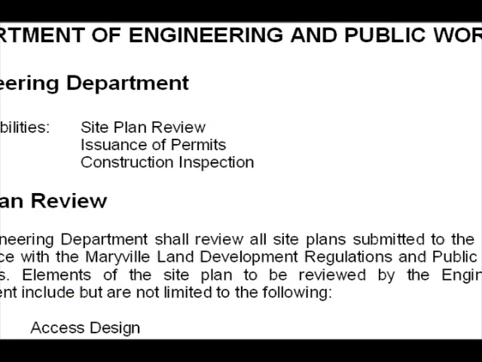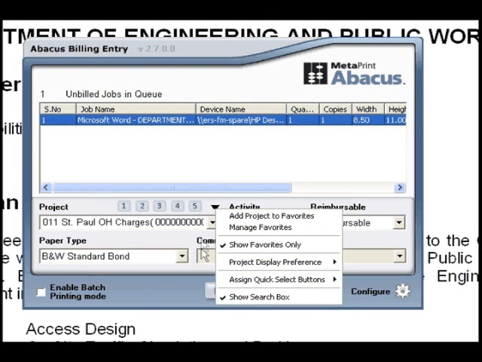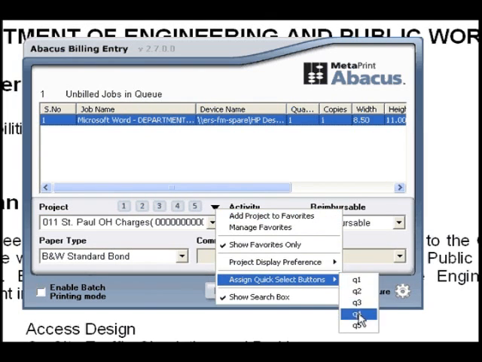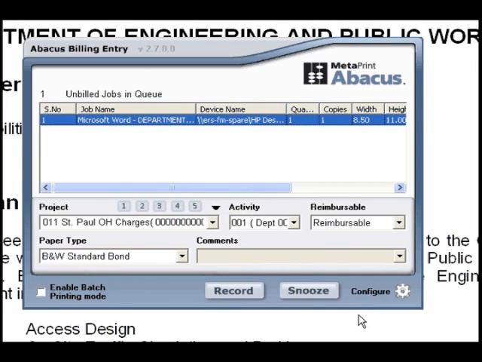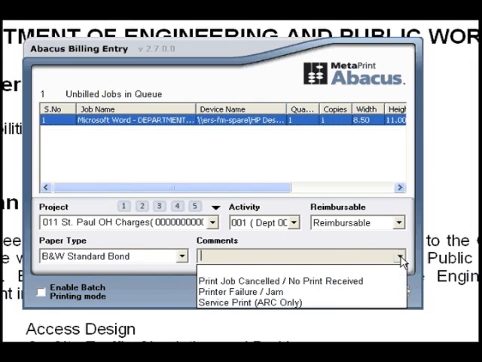You can change what is stored in each button by clicking on the triangle menu and selecting Assign Quick Select Buttons. In the event you have printing problems, you cancel a print job, the printer jams, and so on, before recording the job, select the appropriate options from the Notes field. Only predefined notes are available.